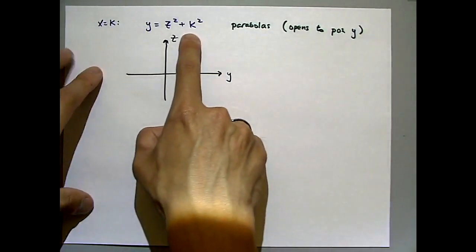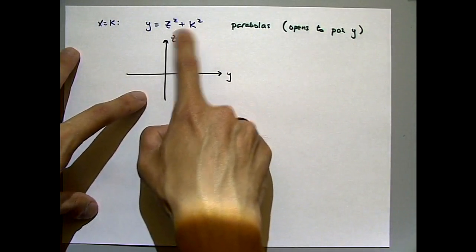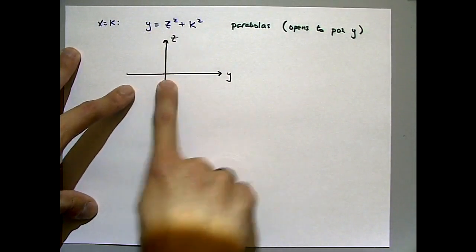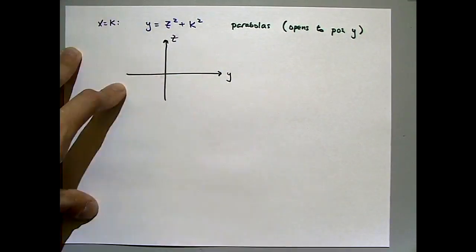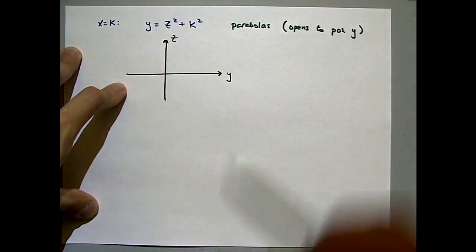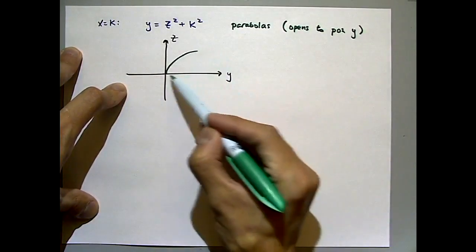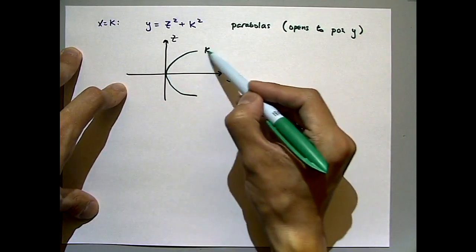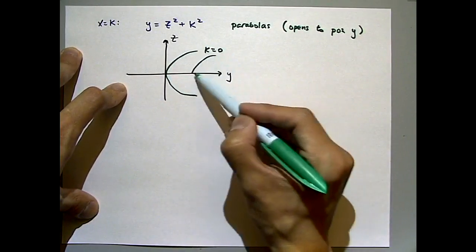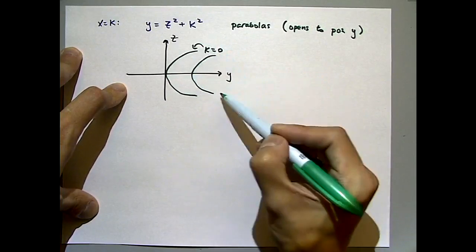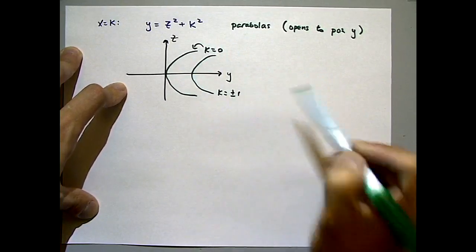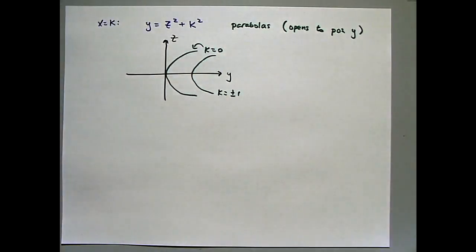And as usual, k squared can only be positive. This means that the vertex can never be brought to the left of the z-axis. K equal to 0, k is equal to plus and minus 1 might be this, plus and minus 2 will be further to the right.